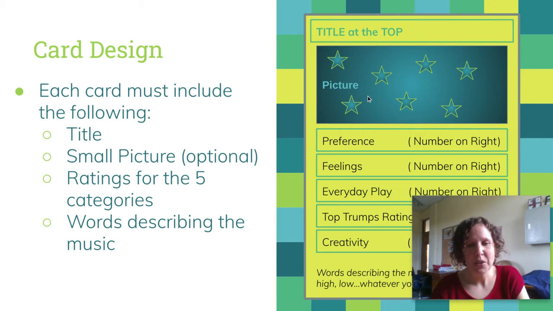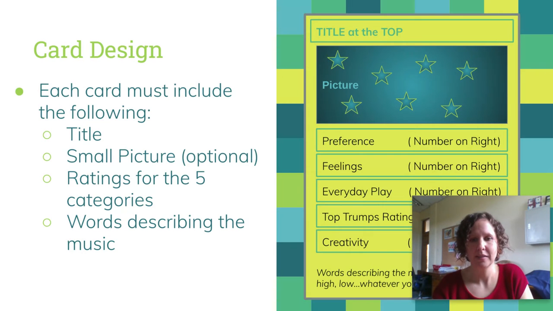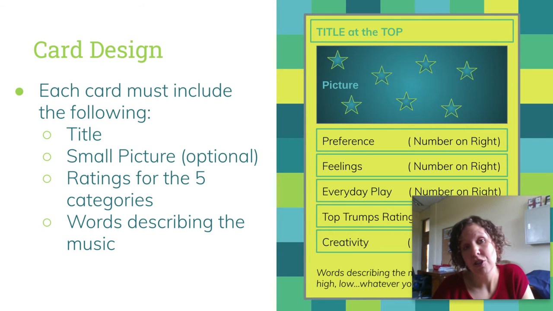Then comes the most important part, your 5 different ratings. You can see that there's a preference one. Oops, sorry, let me go back. There's a preference, feeling, everyday play, top trumps rating, and creativity. We'll talk about that later. And then at the very bottom, I'd like you to put words that you could use to describe the music that you hear. And again, we'll talk about that in a little bit. So those are the things that you must have on every single card.